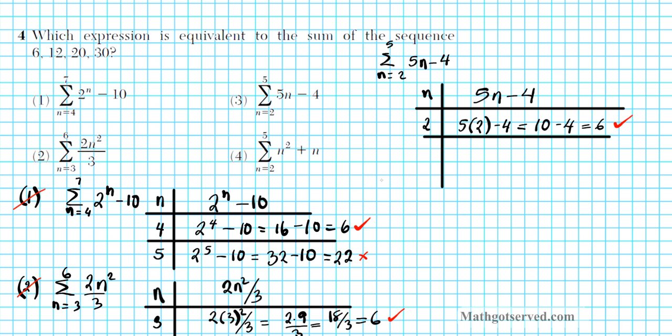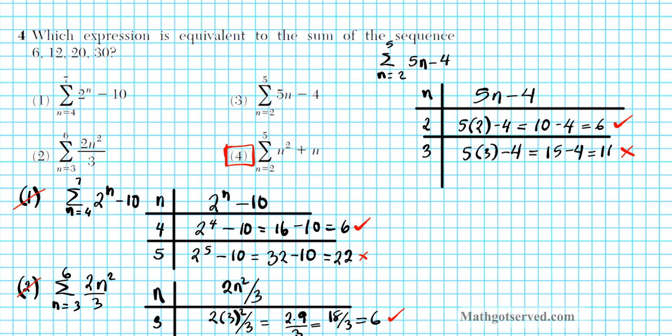So you plug in the next number, which is 3. So you're going to have 5 times 3 minus 4. 15 minus 4 is what? 11. See, the common difference there is 5. But is that what we have here? The answer is no. Okay? So by method of elimination, we can automatically conclude that our answer is option number 4.